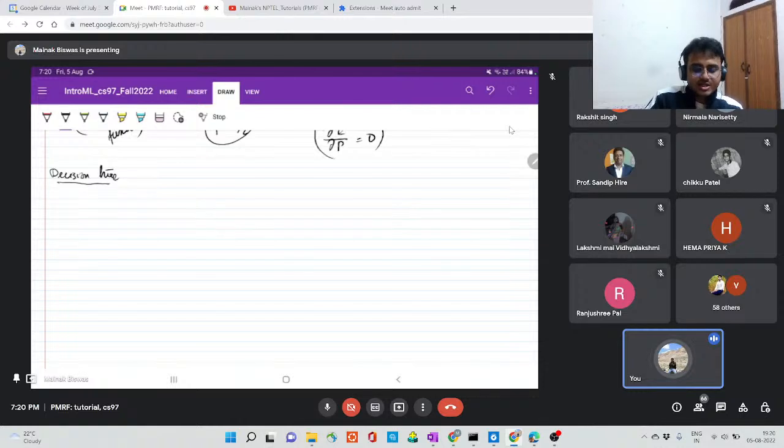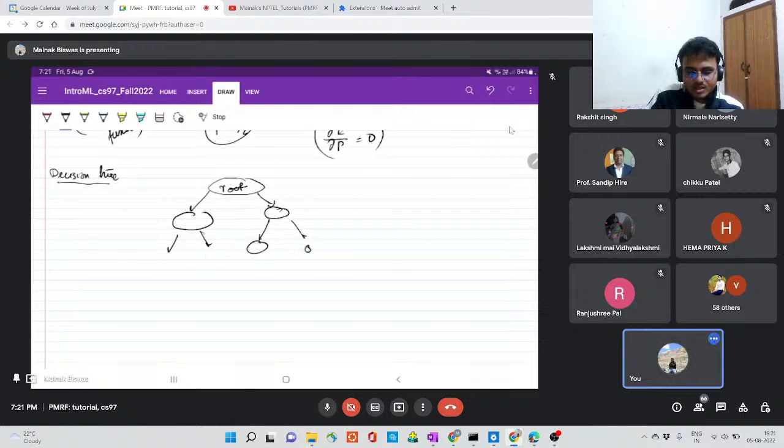So what are decision trees? A decision tree has a root, and you have other branches, other nodes, and finally you have leaves. I'll mark the leaves differently. So these are the leaves, and these leaves will give you the decision.